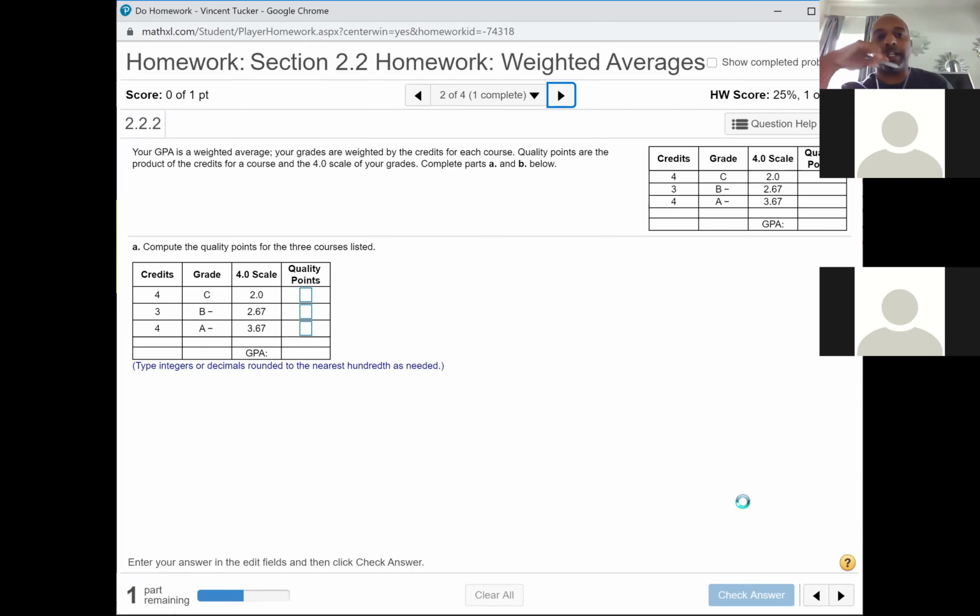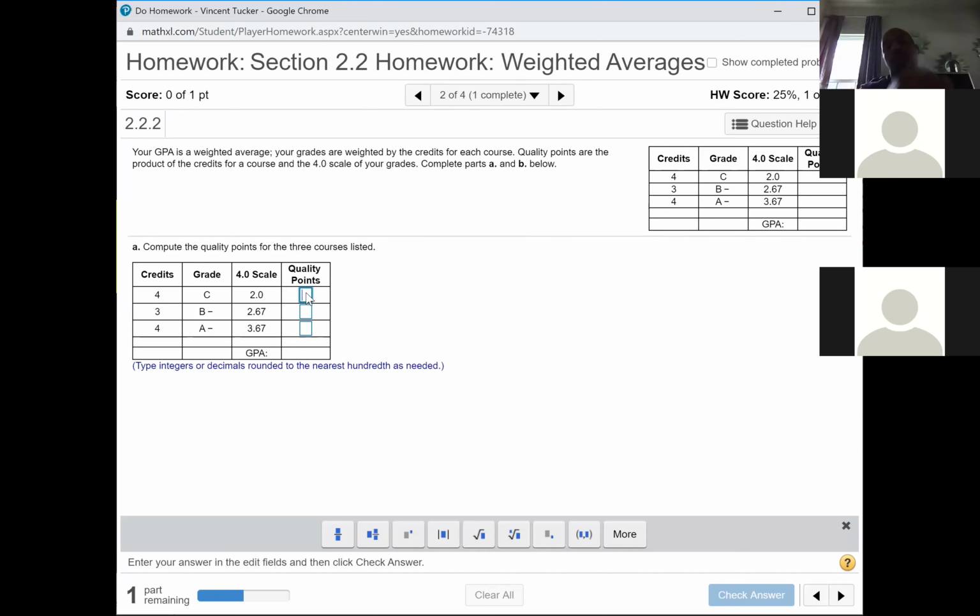All right. So the next one is how your grades are calculated. Your GPA is a weighted average. Your grades are weighted by the credits for each course. Quality points are the product of the credits for the course and the grade on a 4.0 scale. So we're going to do the same thing that we did before. Like I said, that first problem was just walking you through the steps of how you would calculate the weighted average.